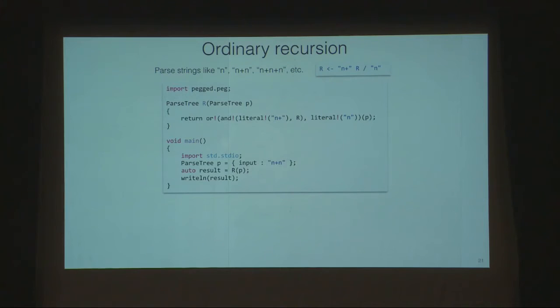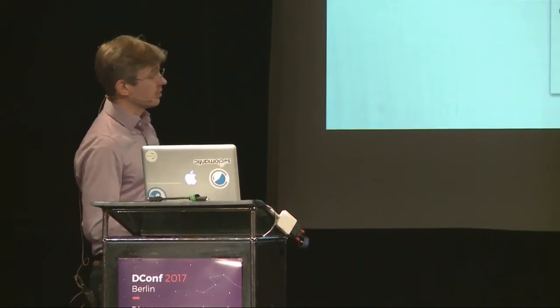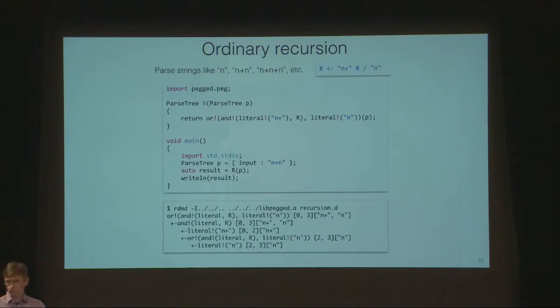You can find it in the examples directory, which is linked from the talk page at the DConf homepage. So if you run this, you get a parse tree like this, as expected. And you can see here that it recurses. It does OR again, but this time on a different position in the input than the first OR, which starts at 0.